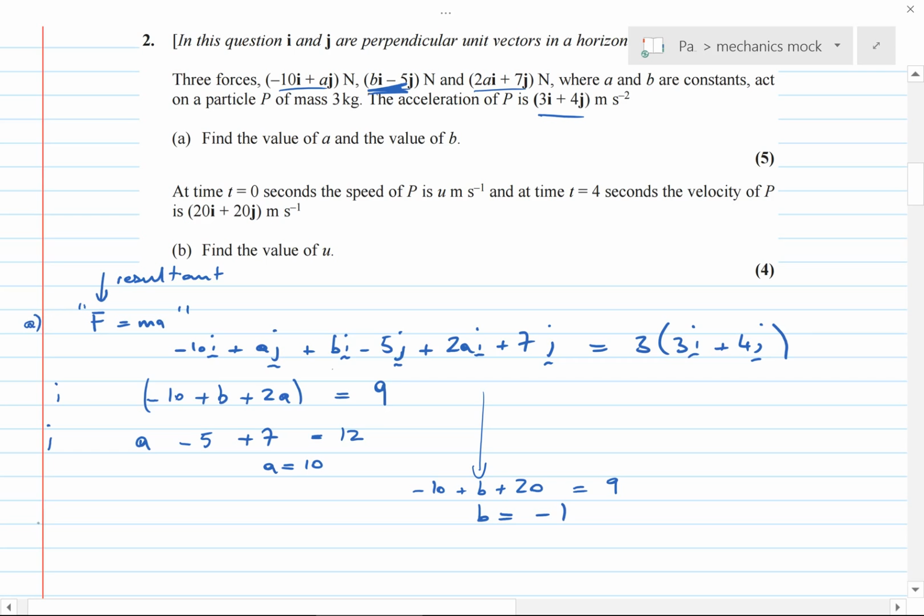Okay, part b. At time t equals 0, the speed is u, and at time t equals 4, the velocity of p is 20i plus 20j. But if we refer back to the original question, we can see we've got three forces here, and it's got a constant acceleration. It's implied in the question. So we can use an appropriate equation of motion, v equals u plus at.